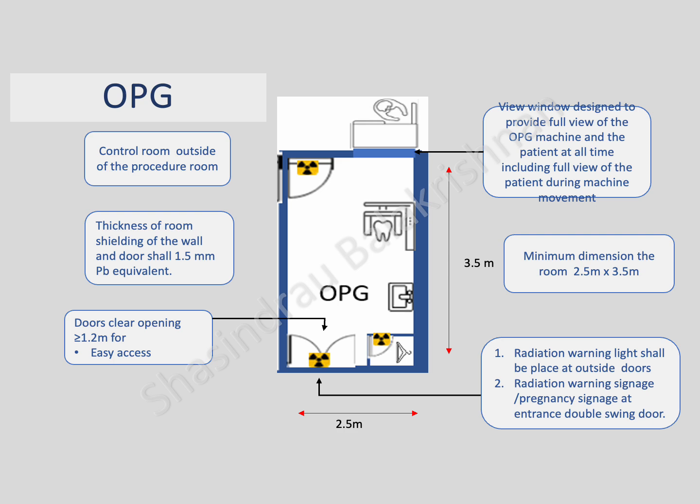The viewing window is designed to provide a full view of the OPG machine and the patient at all times, including during machine movement, ensuring safety and proper monitoring. Radiation warning lights must be installed at external doors, and appropriate radiation and pregnancy warning signage should be displayed at the double swing entrance doors to alert staff and visitors.